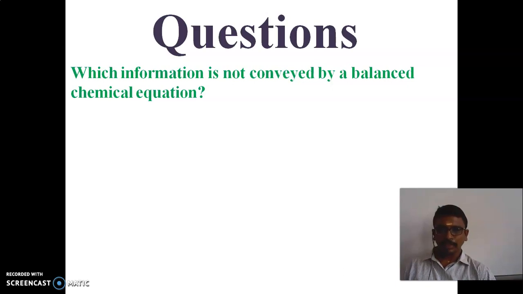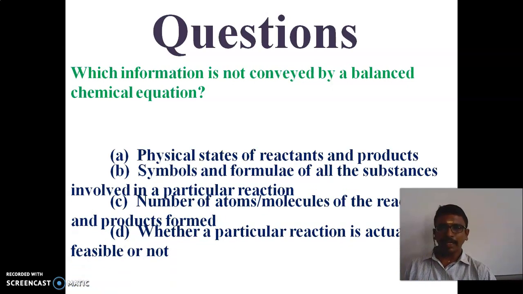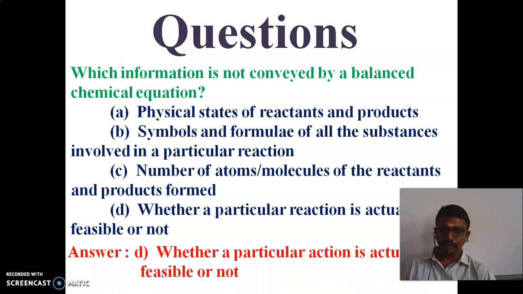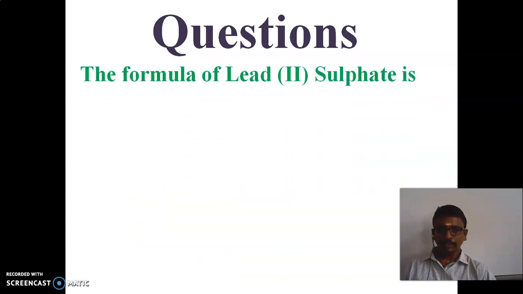Which information is not conveyed by a balanced chemical equation? The answer for this question is D. Whether a particular action is actually feasible or not. Okay children, see you in the next session.